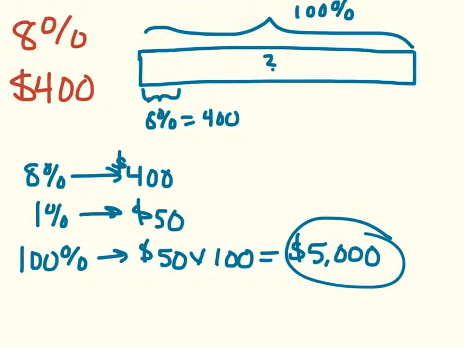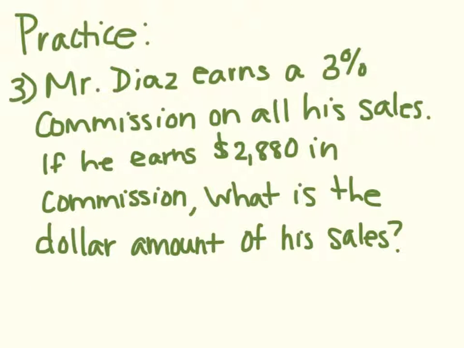Okay, let's go on to your practice problem. All right, give this one a try. Mr. Diaz earns a 3% commission on all of his sales. If he earns $2,880 in commission, what is the dollar amount of his total sales? Use exactly the same technique that we used for the magazine sale problem, and you'll find the right answer. Press pause, and there is one last idea in this chapter before we've completed 6.4.